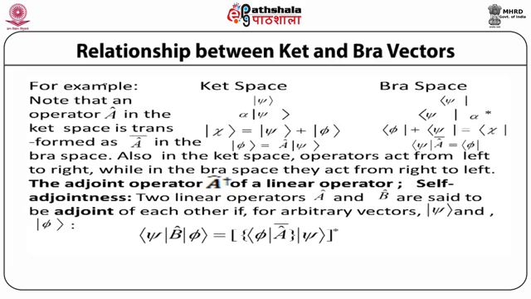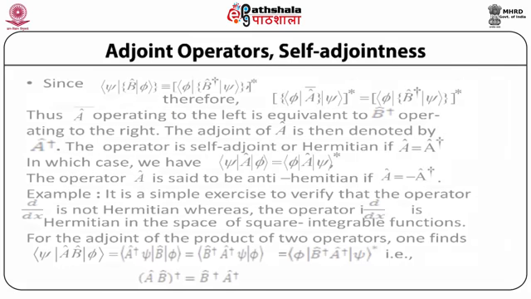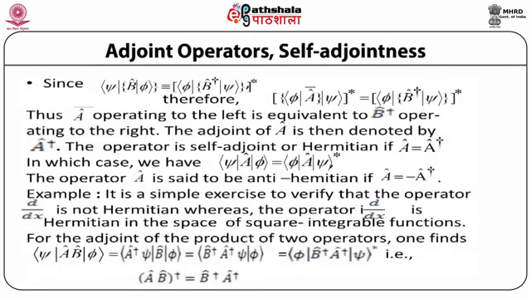Further, we have these relations also which are defined for the ket and the bra space. So if we have two operators, now let us consider an example. We can see that it is a simple exercise to verify that the operator d by dx, which is a differential operator, is not Hermitian, whereas the operator i d by dx is Hermitian in the space of square integrable functions.